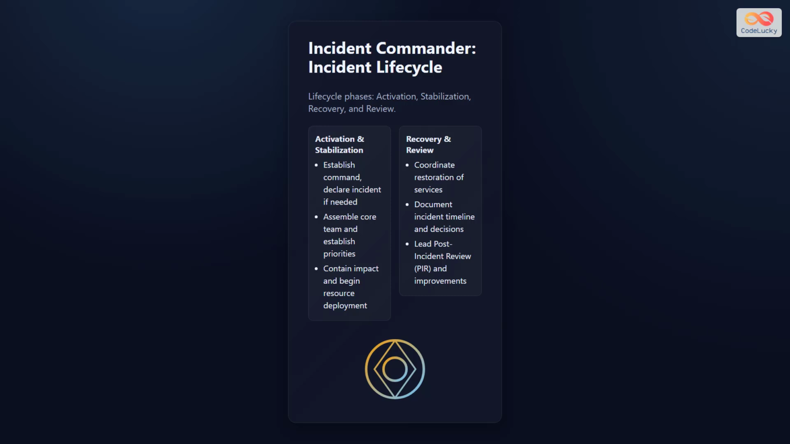The incident commander has several key responsibilities. First, they maintain the incident timeline, documenting when events happen and what actions are taken. Second, they manage the incident scope, deciding what is in scope and what is not. Third, they make critical decisions about trade-offs between safety and speed. Fourth, they facilitate communication between all teams involved. And finally, they represent the incident to executive leadership and other stakeholders who need updates.